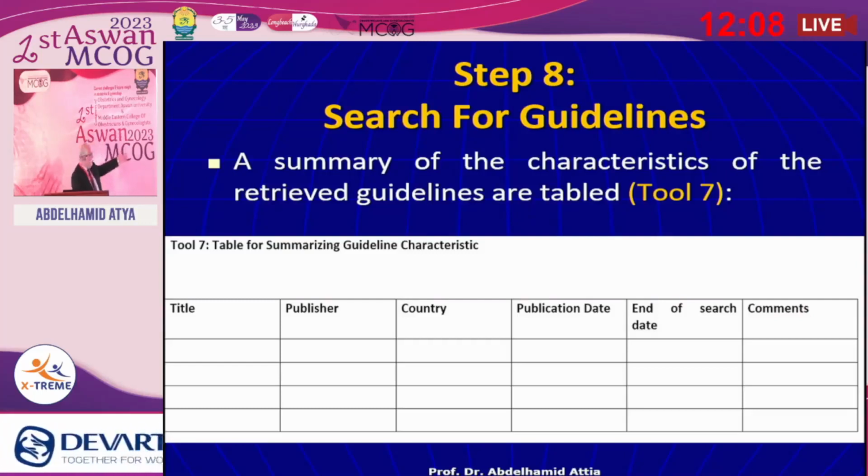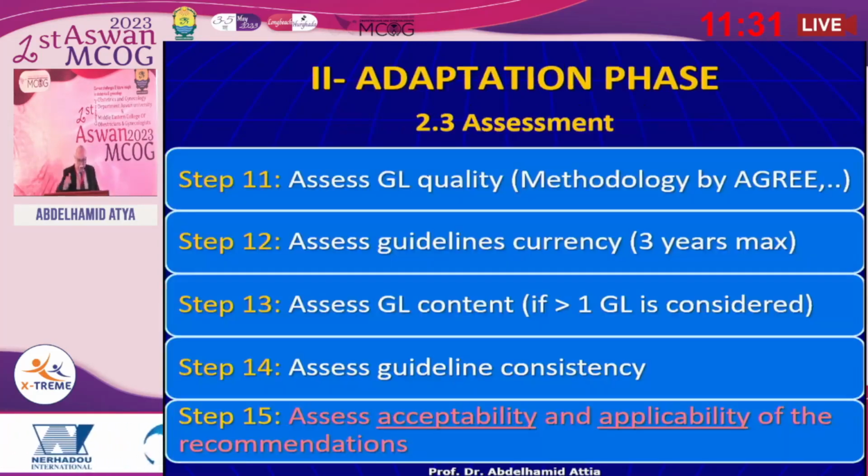What is the title of the guideline? Who is the publisher? What is the country? The publication date, and the end date of search. The last research study they found was in October 2019, for example. This means that all studies published after October 2019 are not included in this guideline. So if you are aware of a study that is more recent than the guideline search date, you may use it in your adaptation process. And if you have any comment about the guideline, write it down here.